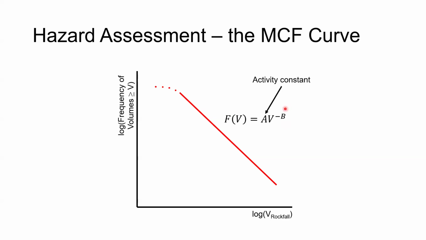And then our exponent B describes the slope of the line in this log-log space. If we have a larger value of B, we're going to get a steeper line, which corresponds to a higher proportion of small rockfalls relative to large rockfalls. If we have a lower value of B, we are going to get a larger proportion of large rockfall volumes and not disproportionately so many small volumes.